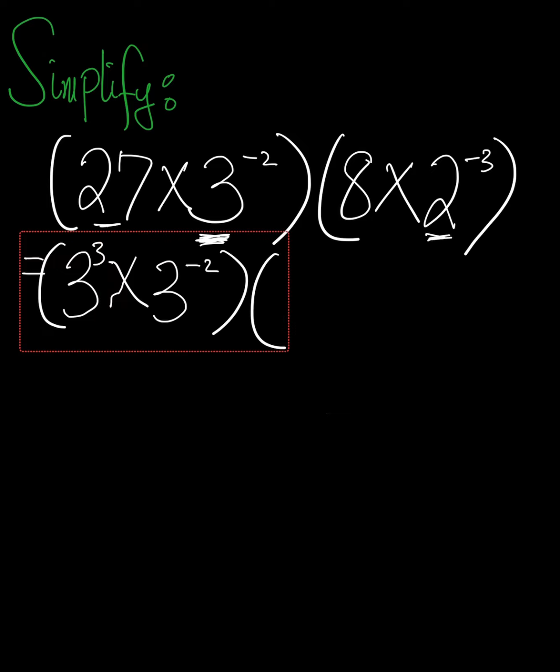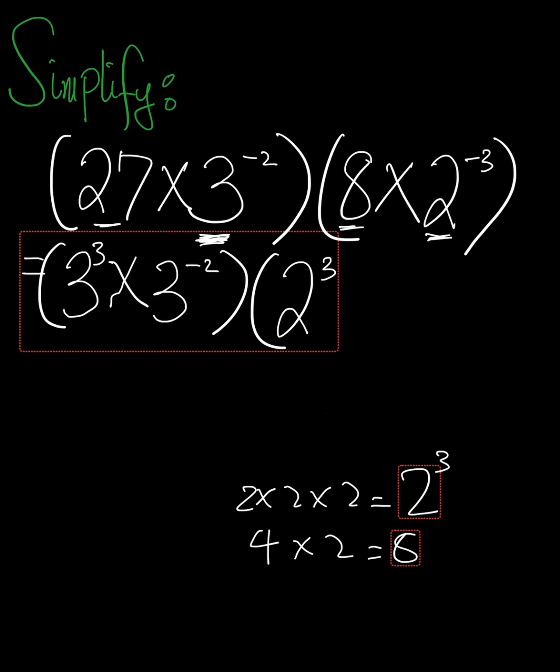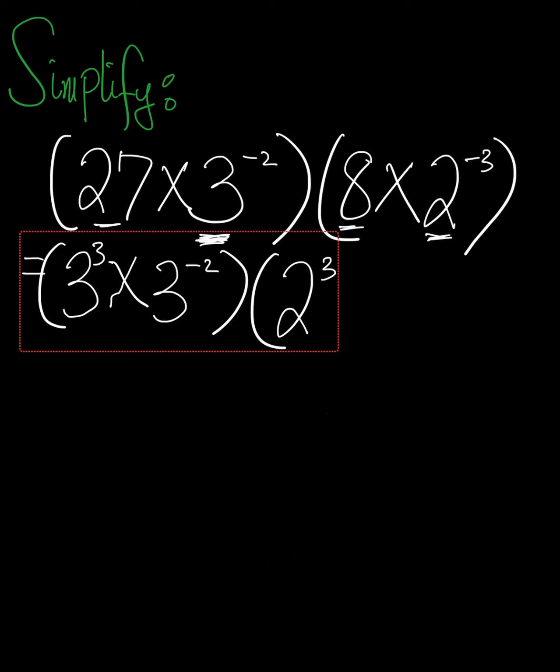Also, if you look at this 2 here, we can rewrite the 8 in terms of 2 to the power of 3, meaning that if we multiply 2 times 2 times 2, this gives 4, and multiplying by 2 gives us 8, meaning this is 2 to the power of 3. Why? Because this is 2 to the power 1 times 2 to the power 1 times 2 to the power 1, and the bases are the same and we are multiplying throughout, so we have to add the exponents. That gives us 2 to the power 3. So we can similarly express the 8 in the form of 2 to the power 3, multiplied by 2 to the power negative 3.